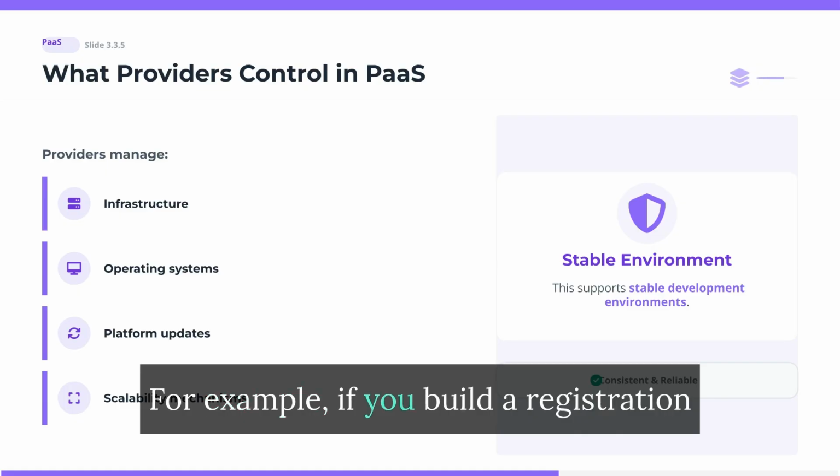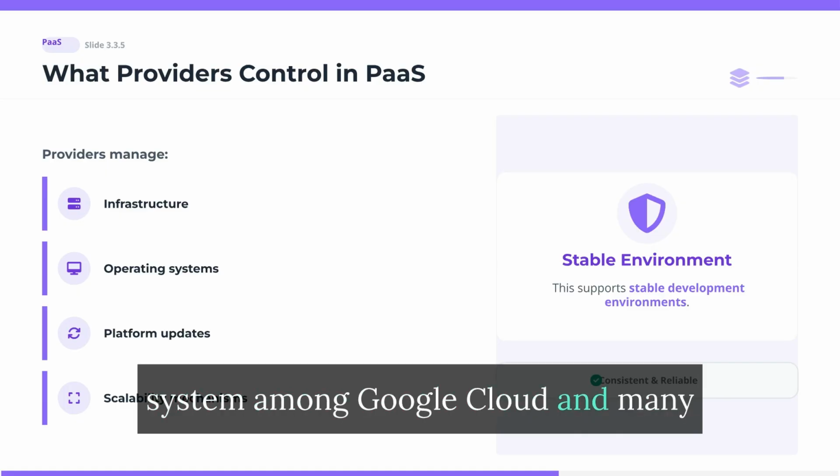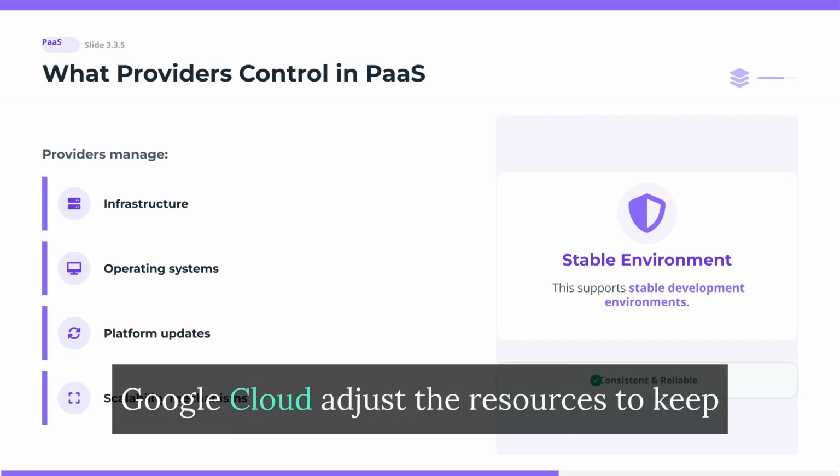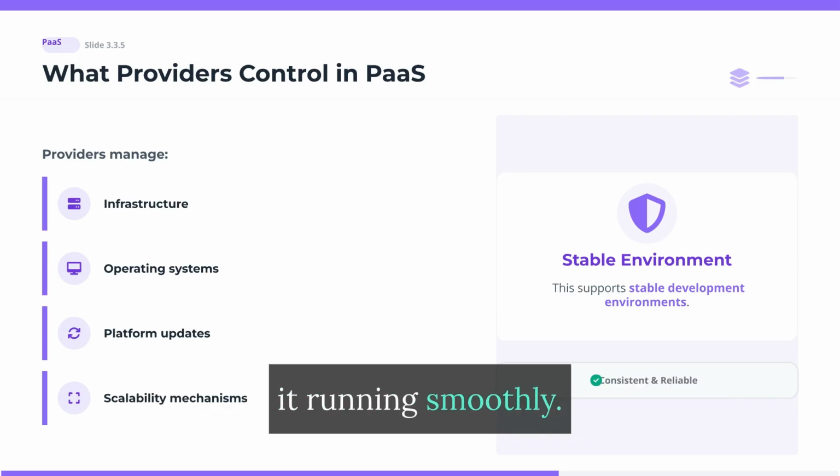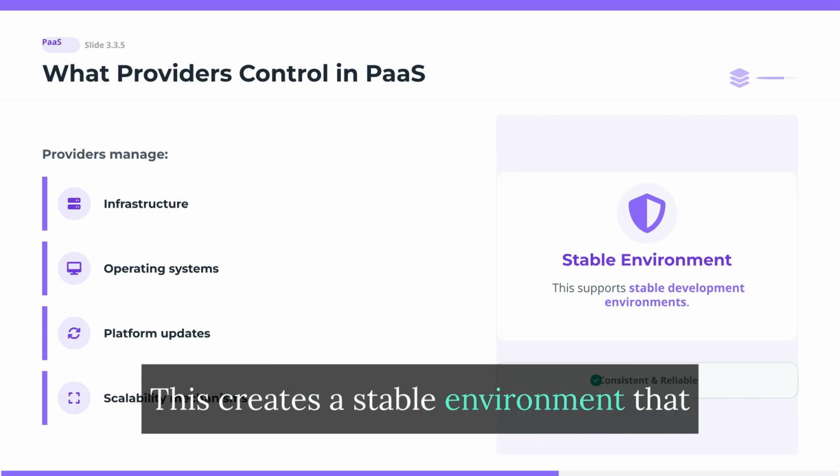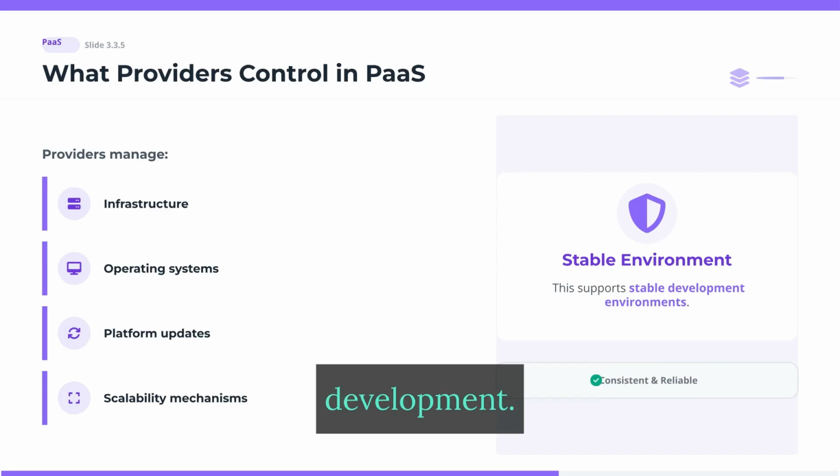For example, if you build a registration system on Google Cloud and many users log in at once, Google Cloud adjusts the resources to keep it running smoothly. This creates a stable environment that supports consistent and reliable development.